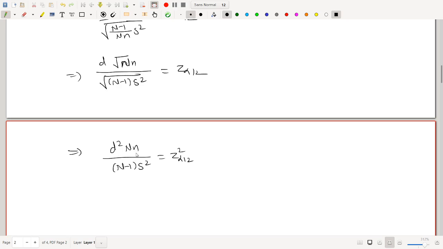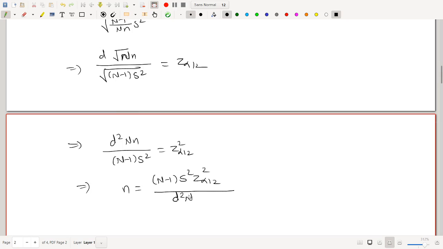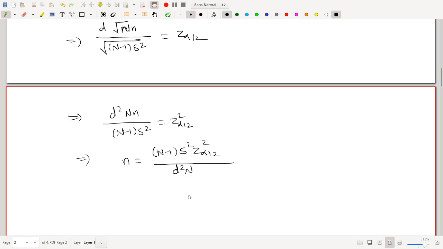We have to find small n, the sample size. So send all these quantities to this side. So this will be n is equal to (n minus 1) S square z alpha by 2 square divided by d square n. So I can write this with (n minus 1)/n as 1 minus 1 upon n, and the remaining quantity as (S into z alpha by 2 by d) whole bracket square. So this is the formula for n.